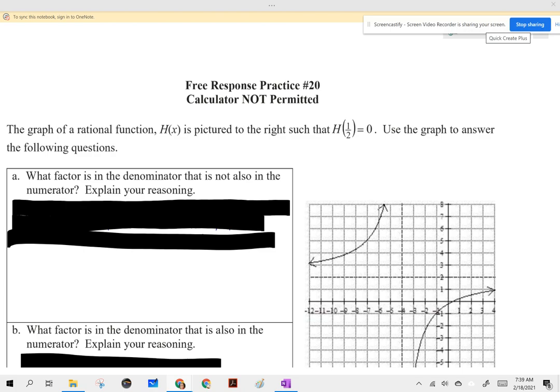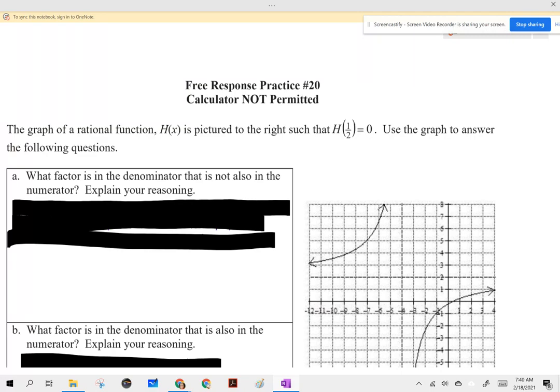All right, so here we have the graph of h of x pictured over here. It also tells us that h of 1/2 is equal to 0. Use the graph to answer the following questions. On A, what factor is in the denominator that is not also in the numerator, and explain your reasoning? So please answer that question.